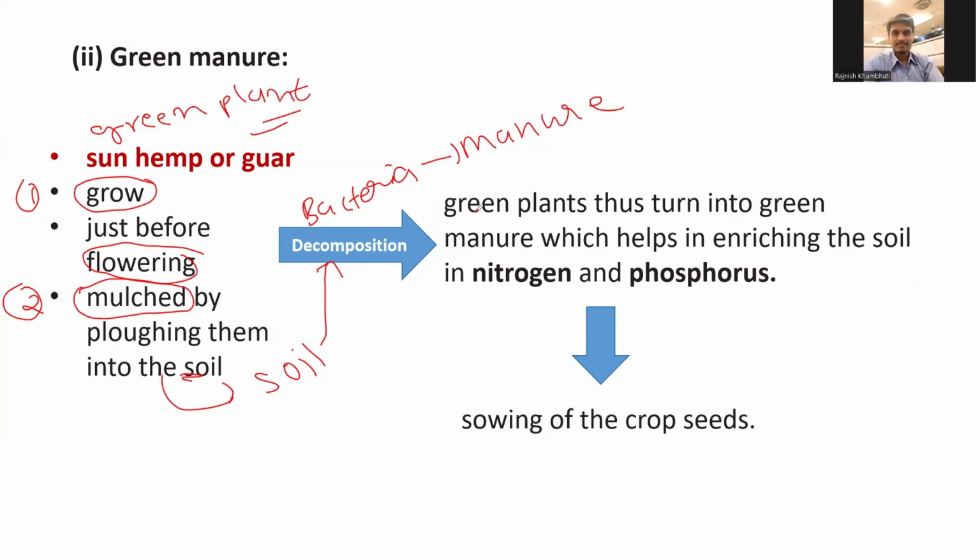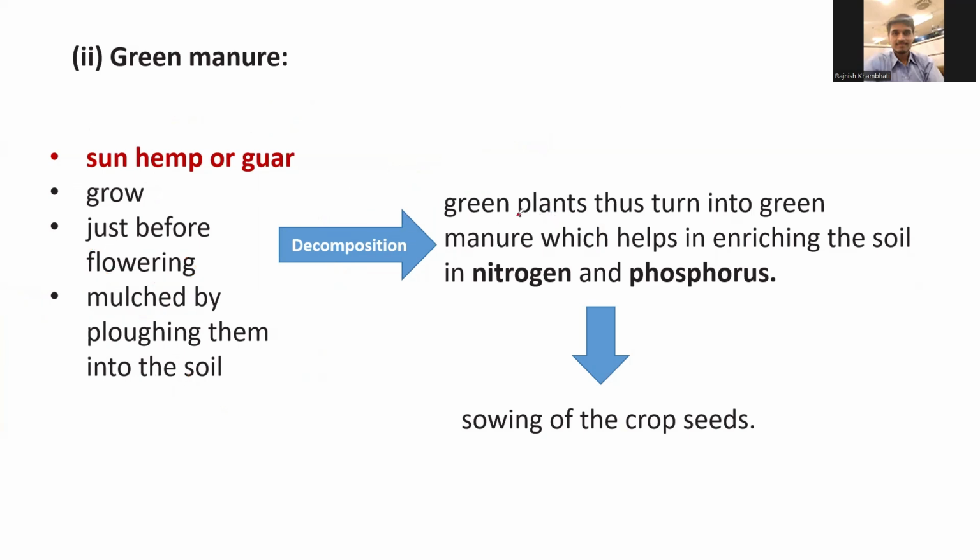Okay, and this is known as green manure. Manure of the green plant. So green plants thus turn into the green manure, which helps in enriching the soil with nitrogen and phosphorus. So what will we get? Most nutrients, phosphorus and nitrogen, will be added to the soil along with two things. Okay, these two things are what? They are the nutrients.